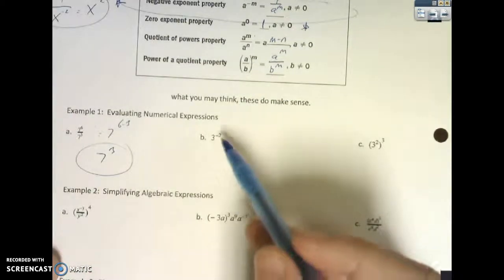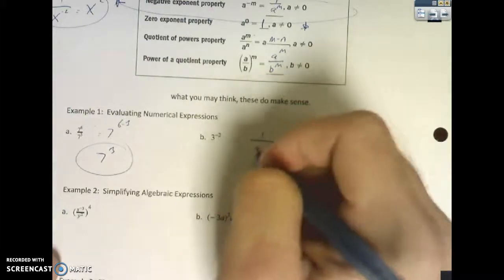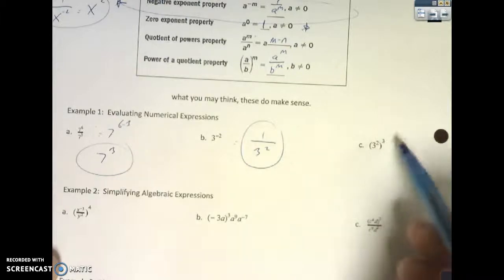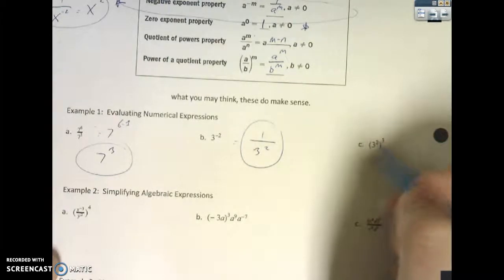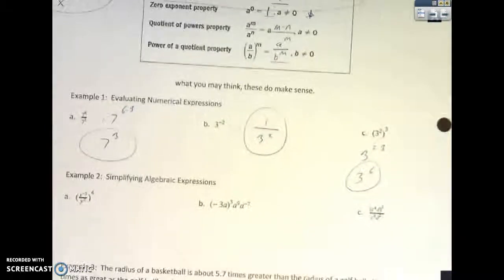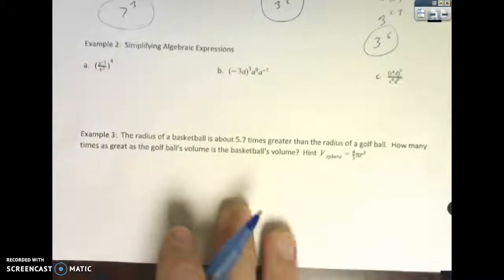Here's my 3 raised to the negative 2 power. I want to make that positive, so you flip it. 1 over 3 squared. Good. Here I have a power raised to a power. So I take these two numbers and I multiply them. 2 to the third. When you get good at this, you're going to fly through these problems. Now let's apply here a little bit to some variables.